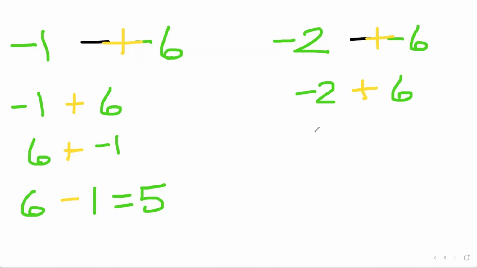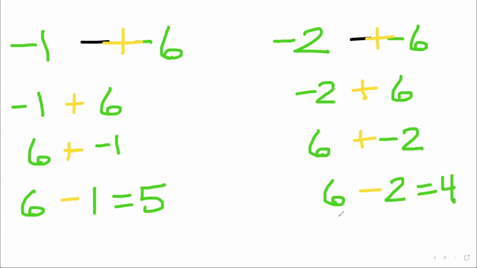What did you do next? Did you flip them around to put the positive number first? So now we have 6 plus -2. It's the same thing. We use the commutative property. And then what? We've got a plus next to a negative. Plus a negative is the same thing as what? Subtracting. So there we go. 6 minus 2 equals 4. And we are done.